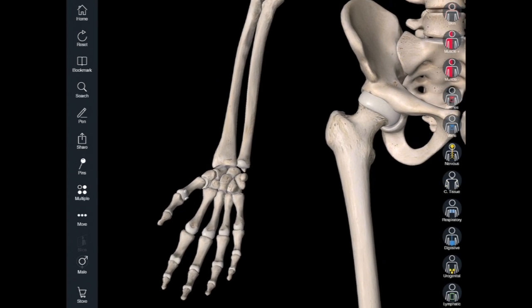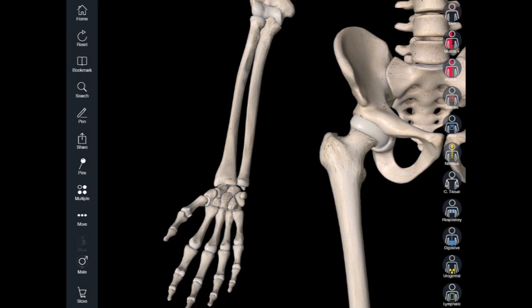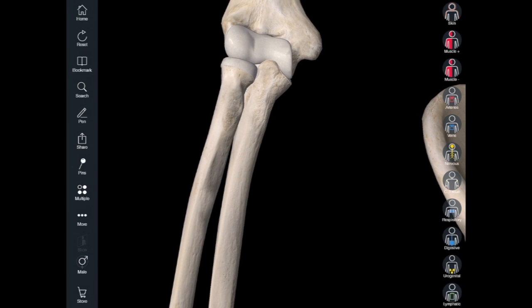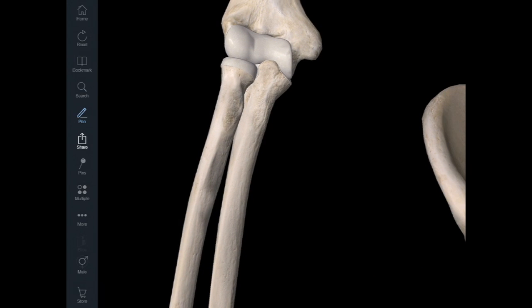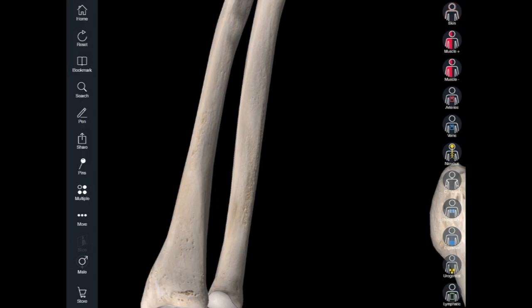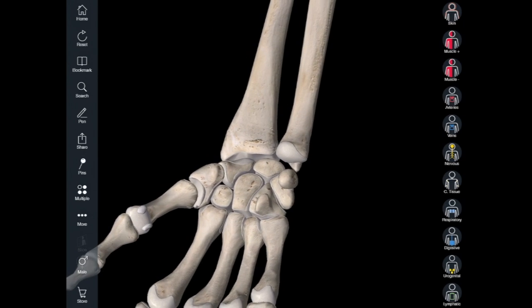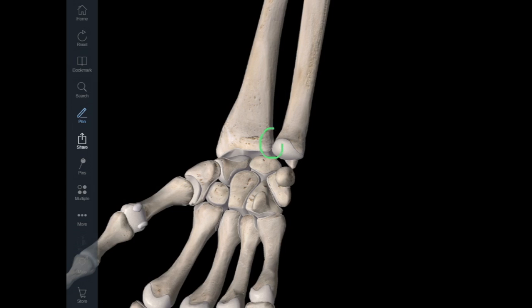Then, between the radius and ulna, we've got two joints. Superiorly, we've got the superior or the proximal radio-ulnar joint. It is formed by the articulation of the head of the radius with the radial notch on ulna, and inferiorly we've got the inferior or the distal radio-ulnar joint, which is formed by the articulation of the head of the ulna with the ulnar notch on radius.